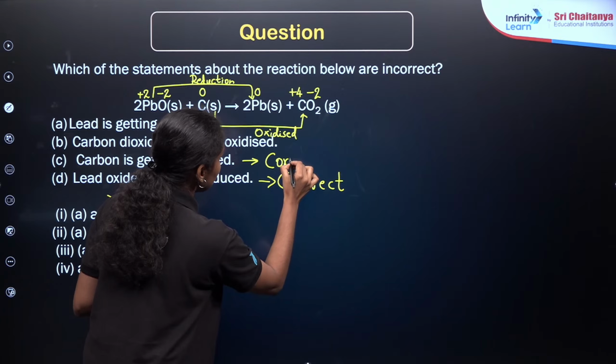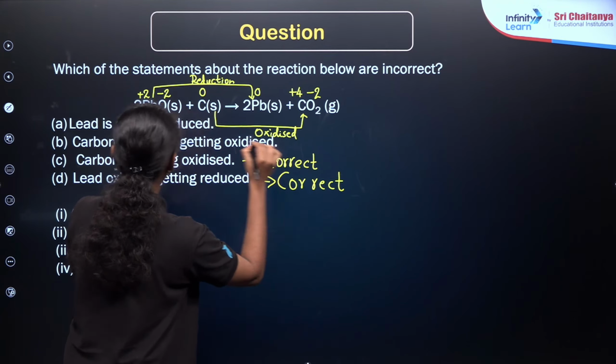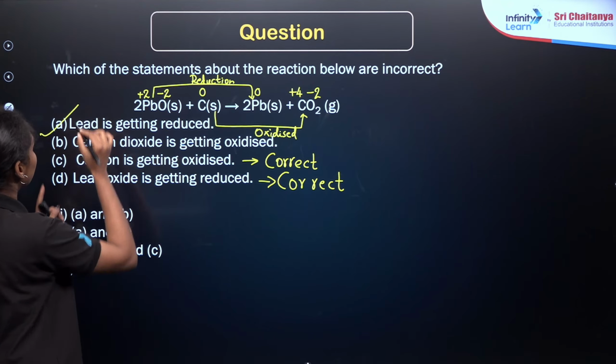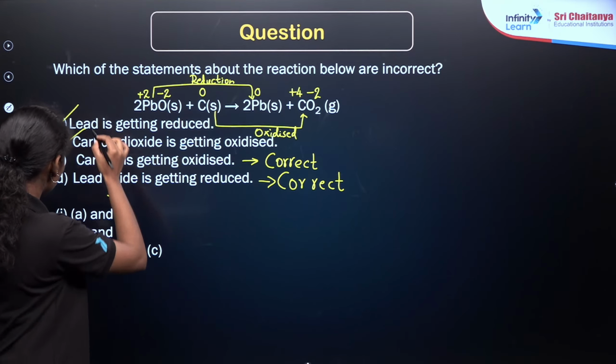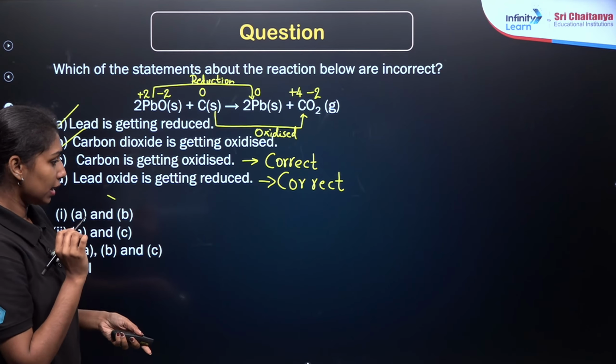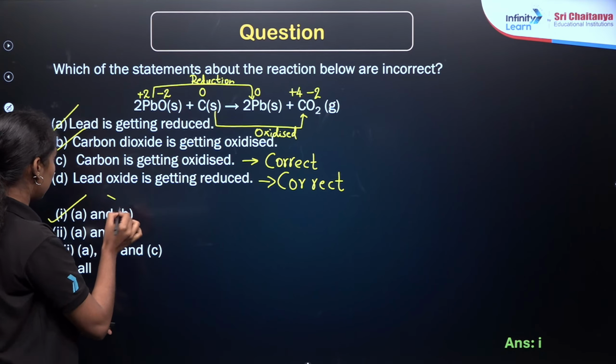So what would be our incorrect answers here? That means A and B: lead is getting reduced is an incorrect statement and carbon dioxide is getting oxidized is the incorrect statement, which means option 1, right? A and B will be the incorrect answers.